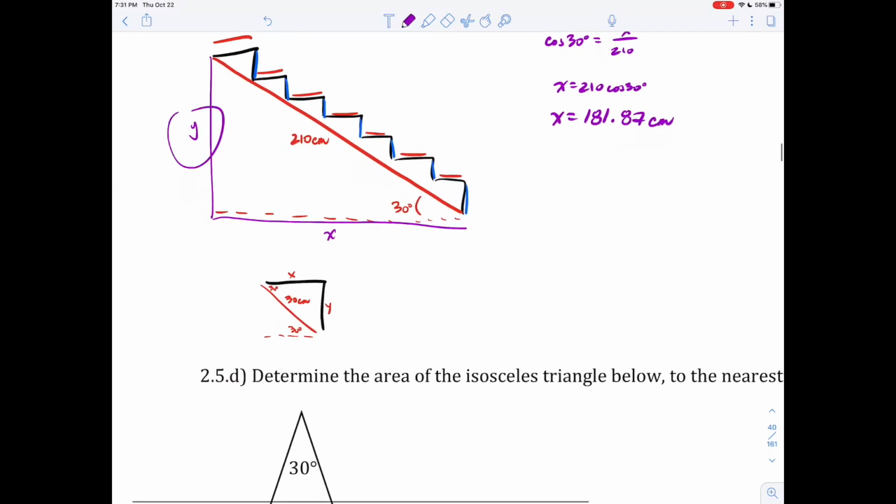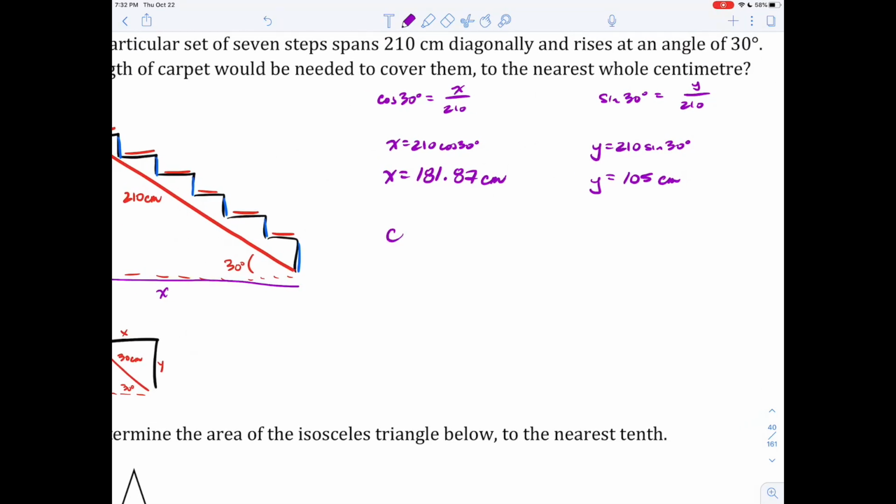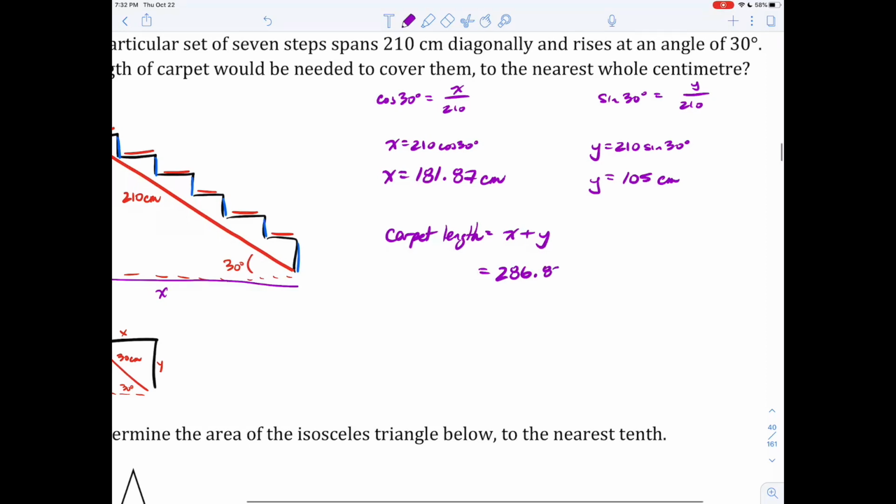Now I'm going to get also this y value, and that's my opposite side, so I'll say that the sine of 30 degrees is y over 210. Y is 210 sine 30 degrees, therefore y is, quite precisely, 105 centimeters. So the length of carpet is going to be x plus y, and for us that gives us 286.87.